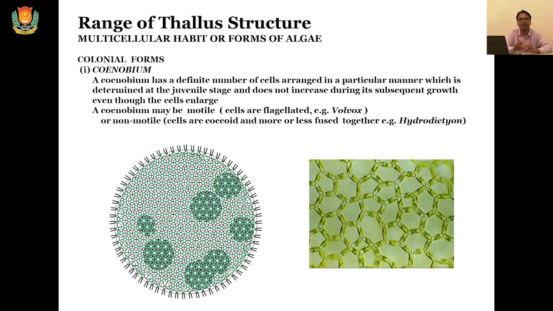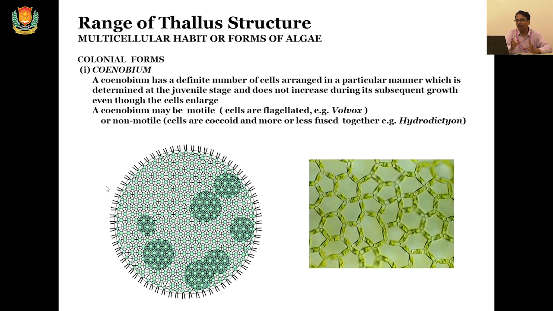manner which is determined at the juvenile phase. Juvenile phase means a phase which is not mature, which is still subject to environmental conditions, and they may perish. So this cell number determination may occur at the juvenile phase. Whatever cell number is determined at the juvenile phase, in the total vegetative body, that cell number will remain constant. So this cell number will not increase during its subsequent growth phase, even though cells may enlarge, and that will constitute the vegetative phase.